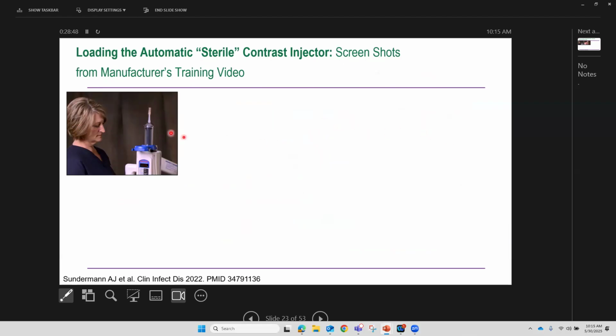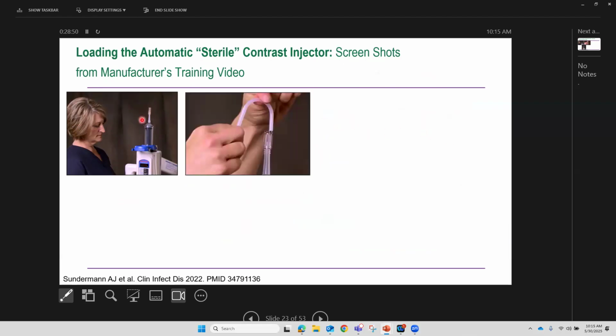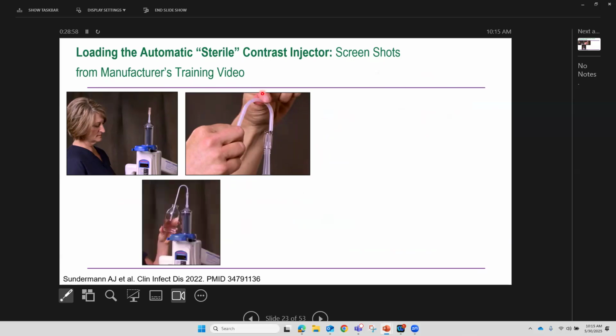Here again is this giant syringe. And this is a sterile tube that is used to basically suck up the sterile contrast. Then this shows the technician, after having put the straw on the syringe, sucking up the sterile contrast into the syringe.